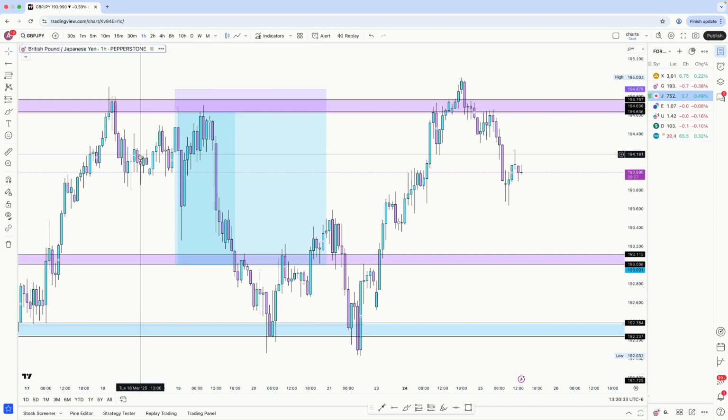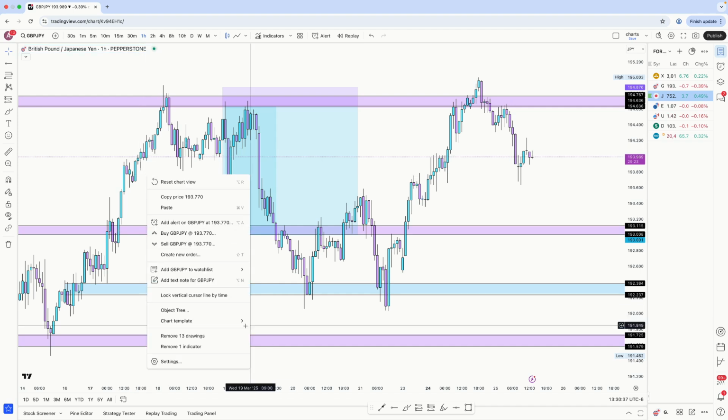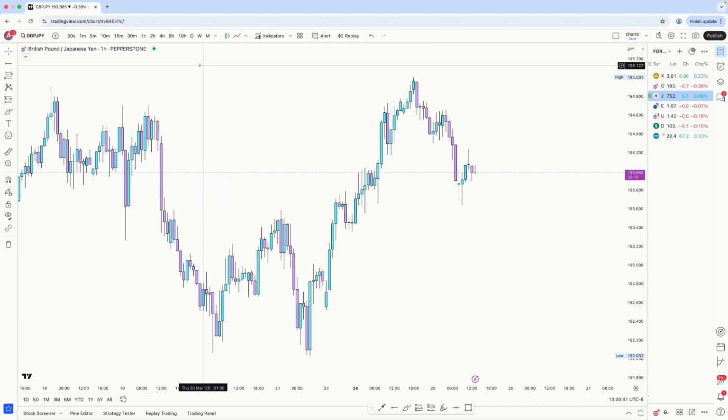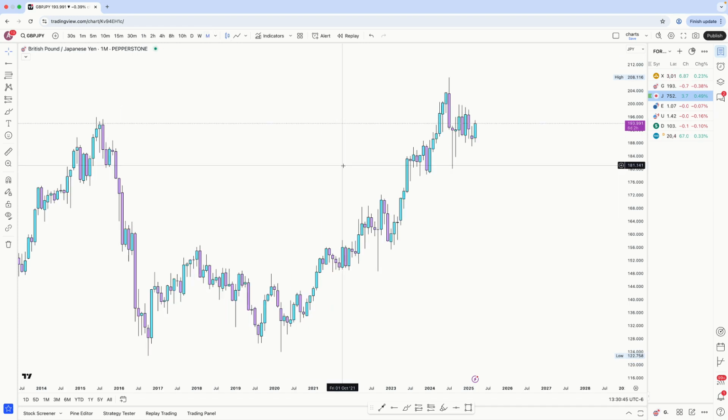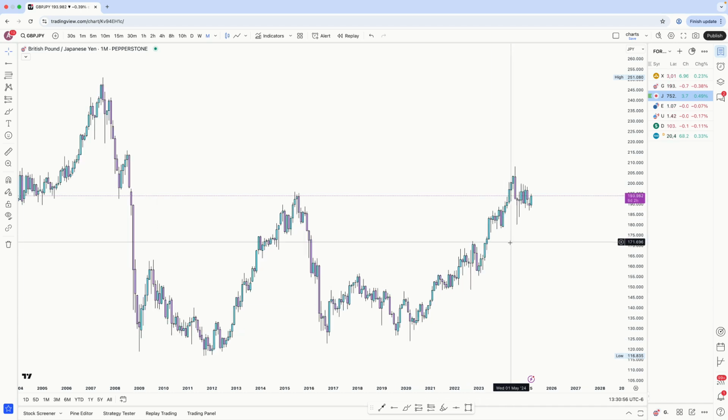So we're just going to look at a random chart. We're going to look at GJ. I'm just going to clear the chart and we're going to go over this. On the monthly, we are looking for the overall trend. Basically, we can see that since 2020, we've been completely bullish on GJ.